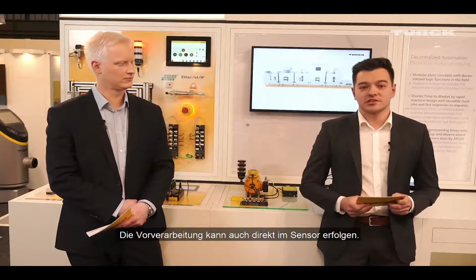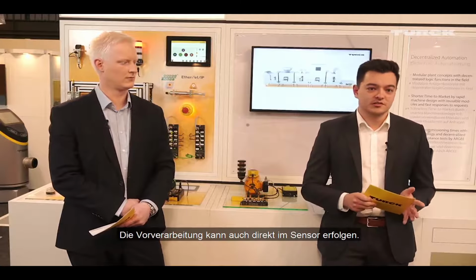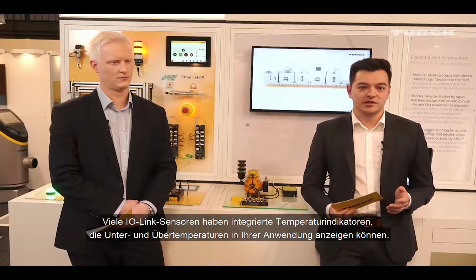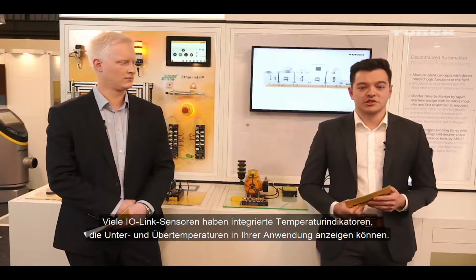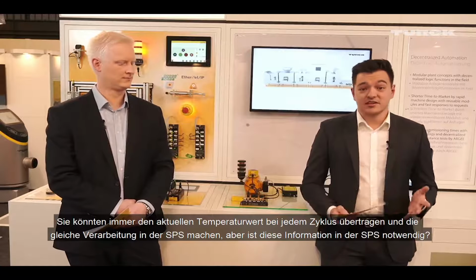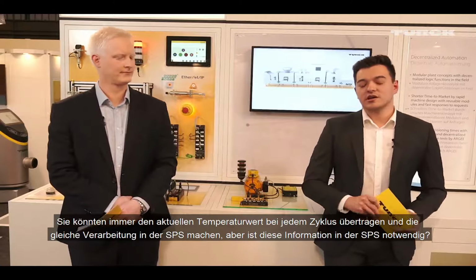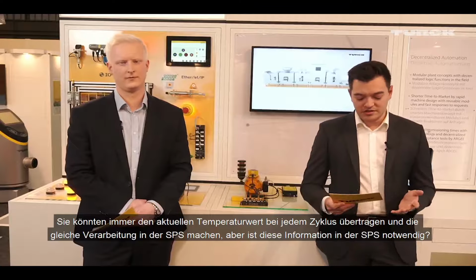But pre-processing can also happen directly in the IO-Link sensor. Many IO-Link sensors have integrated temperature indicators, which can indicate an under or an over temperature in your application. Yes, you could always transfer the actual temperature value with every cycle to the PLC and do the same processing there, but is that information really necessary in the PLC? When pre-processed in the sensor, alarms can be transferred automatically with thresholds, and the actual temperature value can then be transferred on demand, again to reduce data traffic.